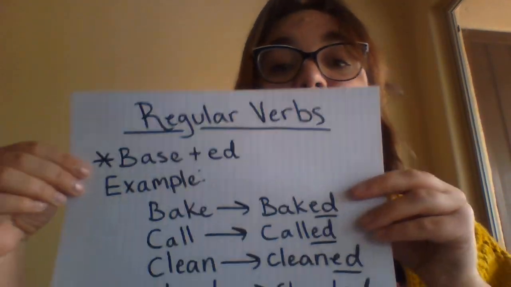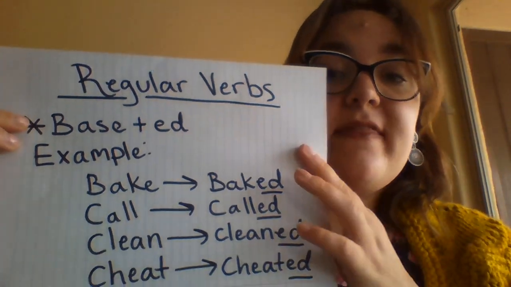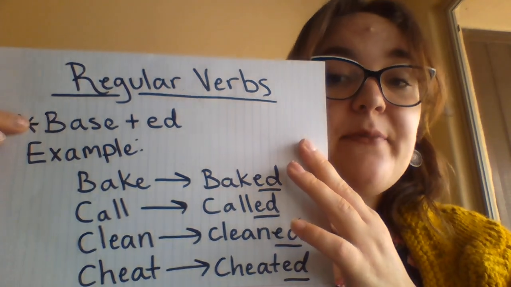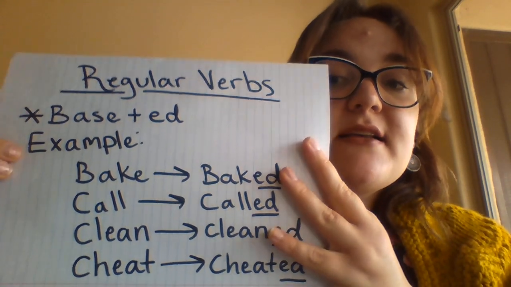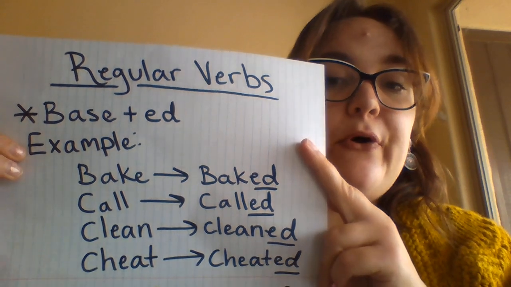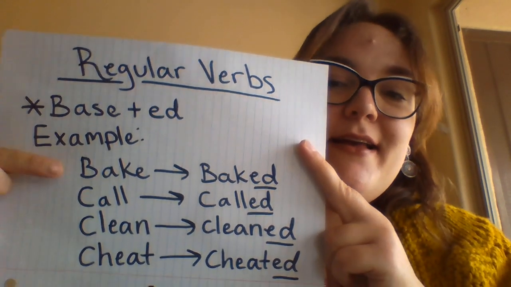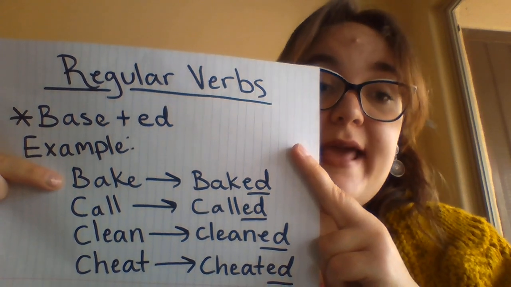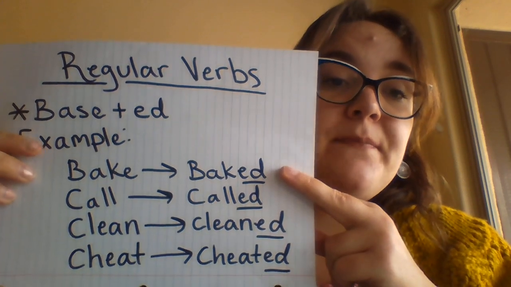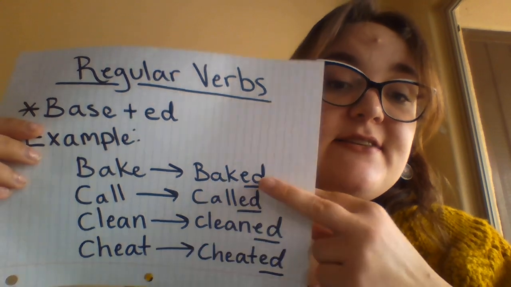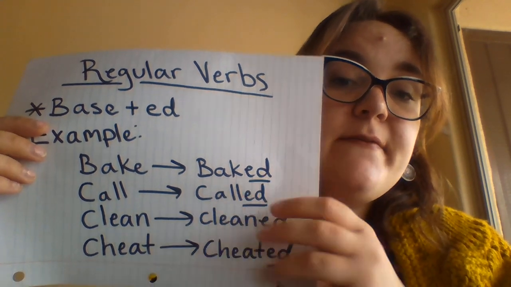So regular verbs are made with the pattern of base plus ed. So, for example, the verb bake. Like to bake a cake. The base form is bake. The past form is baked. You see the ed right here?